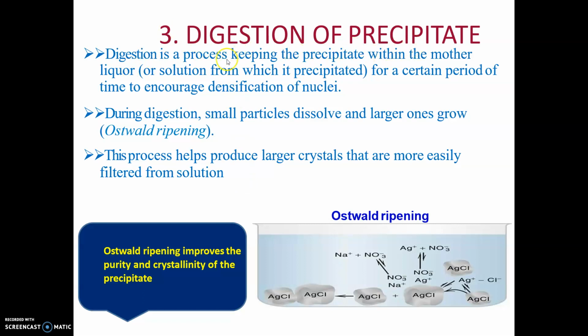This digestion process keeps the precipitate within the mother liquor for a certain period of time to encourage densification of nuclei. So usually during the digestion process, small particles dissolve and the larger ones grow. Okay, this process helps to produce larger crystals that are more easily filtered from the solution. So this is a good step in order to give a good precipitate form.